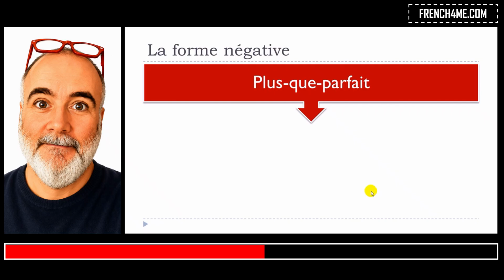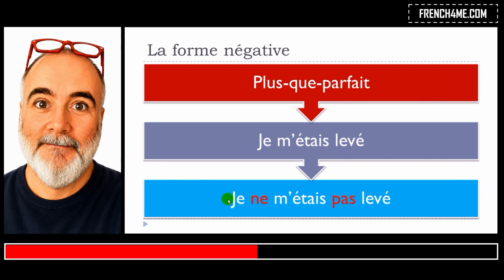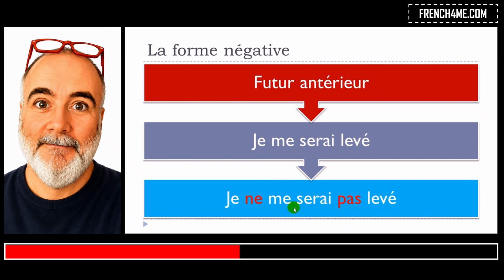Okay, plus que parfait, so another compound tense. Je m'étais levé. Well, je ne m'étais pas levé. Okay? Futur antérieur, je me serais levé. Je ne me serais pas levé. Okay, so you can see that we follow the same logic in a way, because you've got to put this ne first and then me and then the verb are together. Then comes the second part of the negative form, sorry, and after that you put your participe passé. Okay?